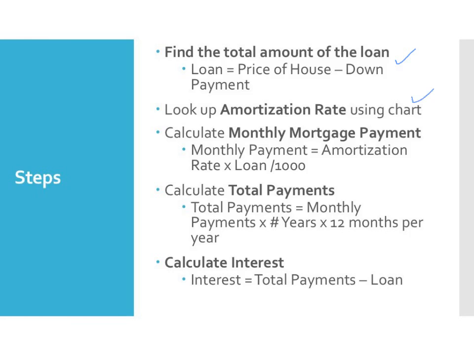The third step is to calculate the monthly mortgage payment. So to do that, we're going to take the amortization rate from the chart and times that by the amount of the loan and divide by 1,000.